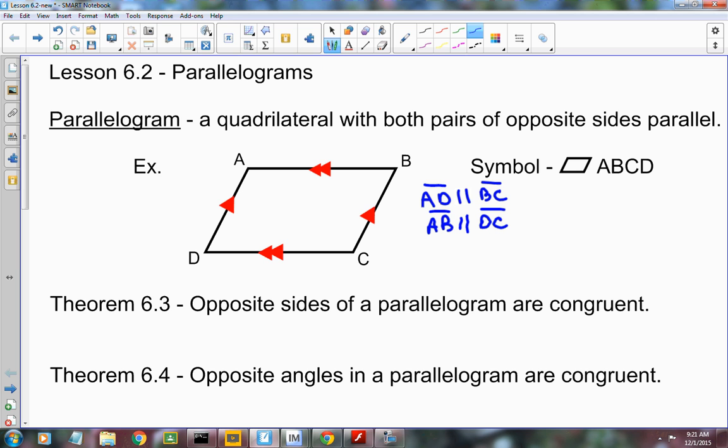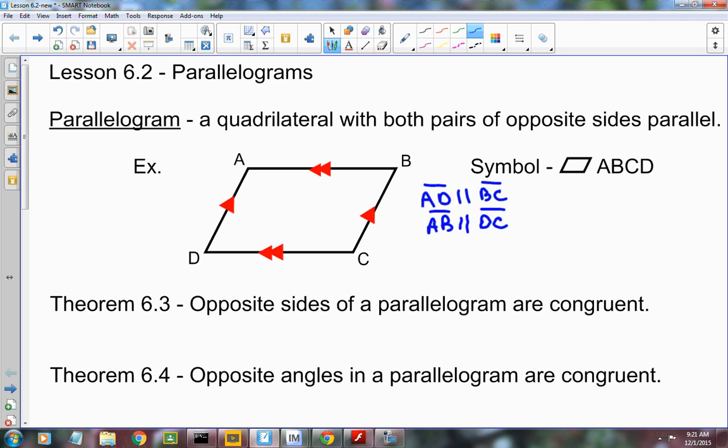The symbol that we use for a parallelogram is this little mini parallelogram in front of the vertices. So if I were to name this, I would say parallelogram ABCD, and this is how I would write it. Make sure that when you list the vertices that you go in clockwise or counterclockwise order. So like ABCD or DCBA.